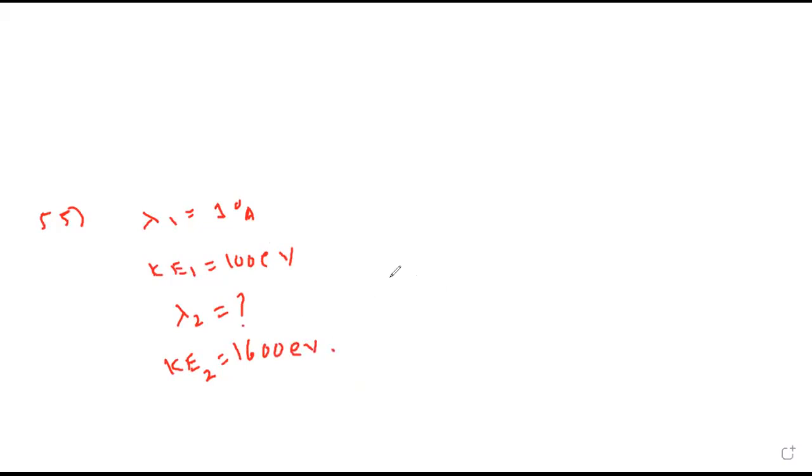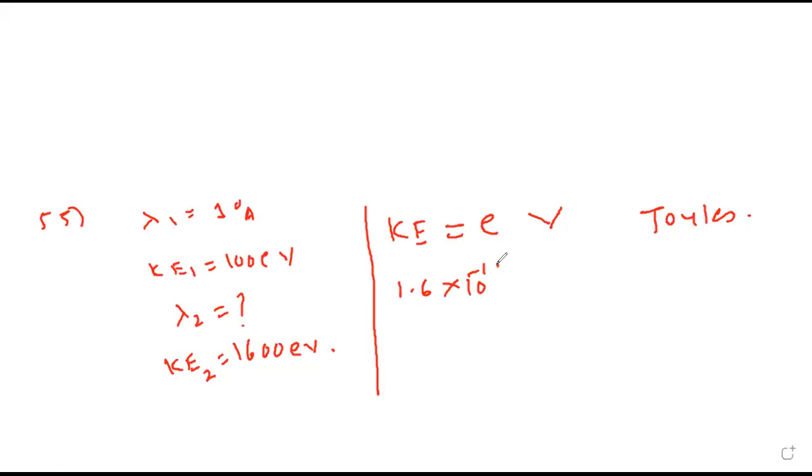Let me tell you a shortcut. Kinetic energy is e into V in joules. Now we know that 1.6 into 10 raised to minus 19 joule is called 1 electron volt. So e into V joule will be eV divided by 1.6 into 10 raised to minus 19 in electron volt. Clear?